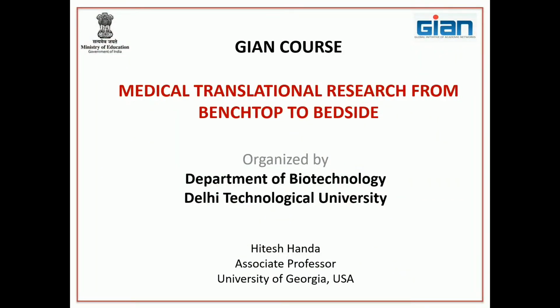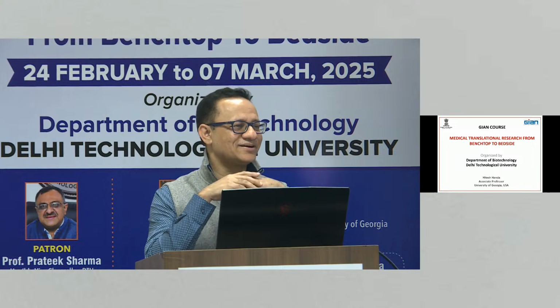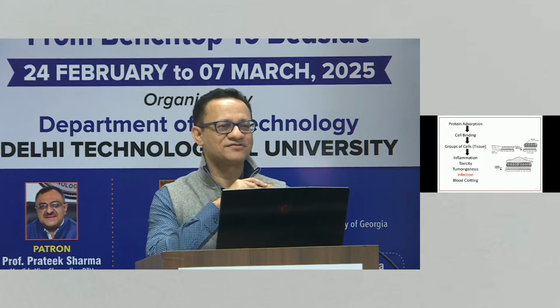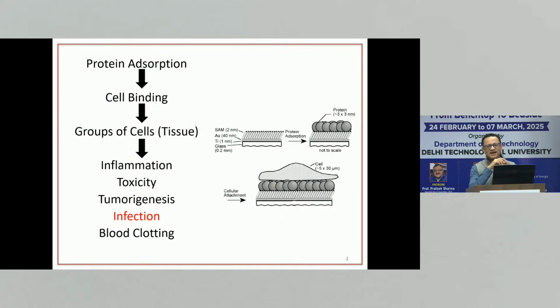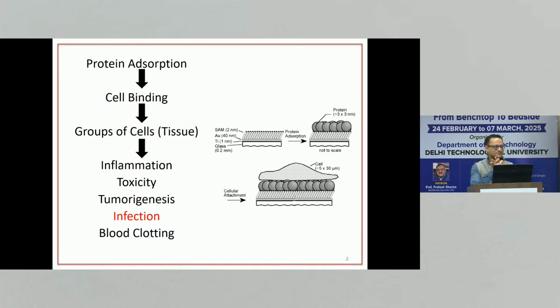Again, protein adsorption is still there, but once protein adsorbs on the surface, it's creating a nice environment for bacteria to get stuck on that surface. And now bacteria can adhere to it, multiply on it, make biofilms, and that's what we are going to talk about today. Okay.